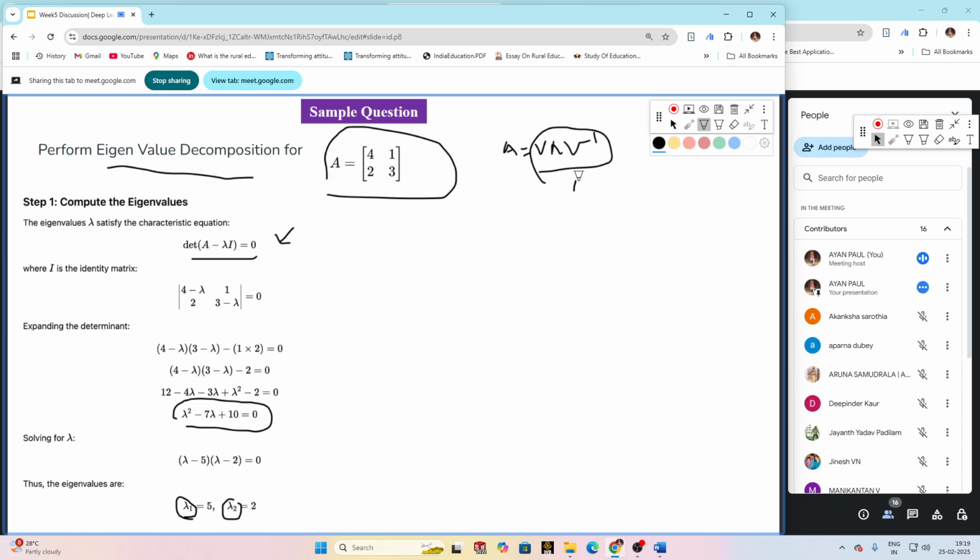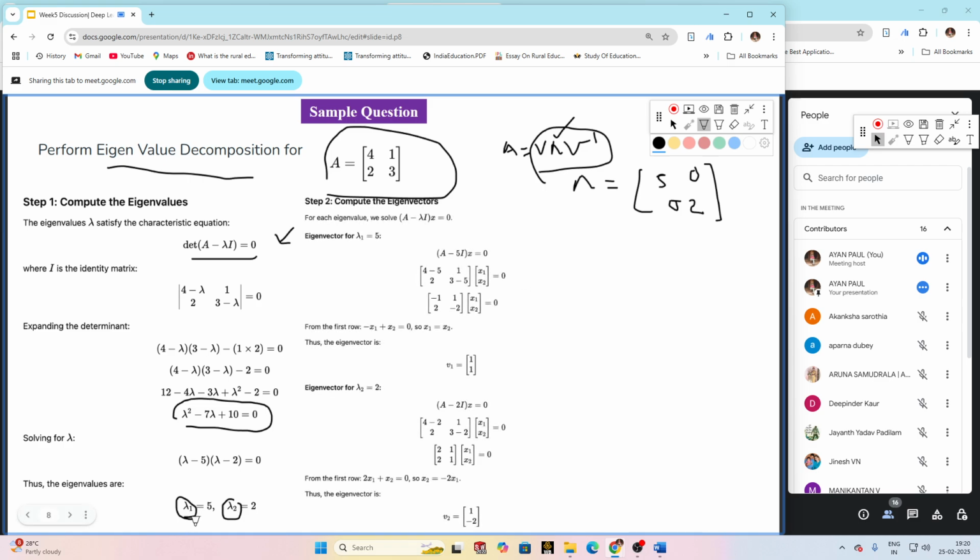So what will be the diagonal matrix? It is very easy. The diagonal matrix will be 5, 0, 0, 2. So we got this matrix. Okay, now we have to find V and V inverse. V is nothing but a matrix consisting of eigenvectors.